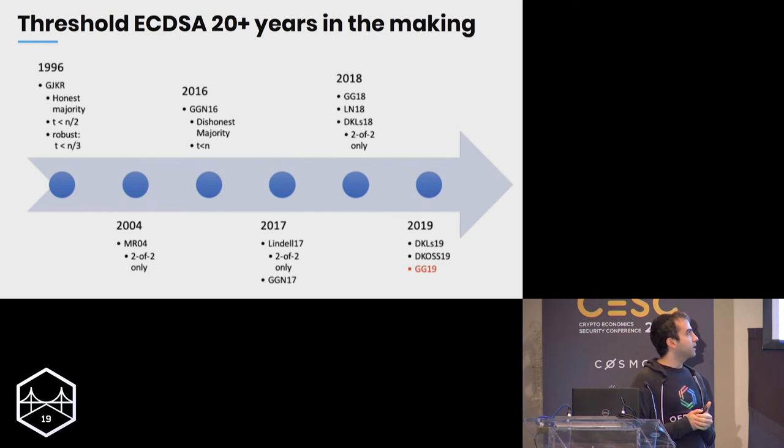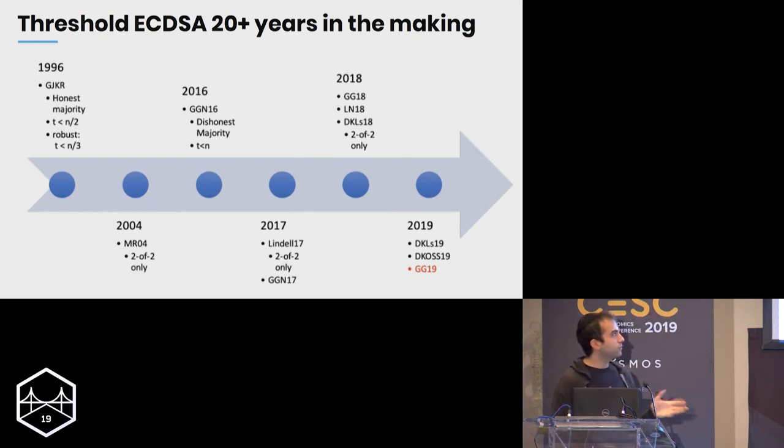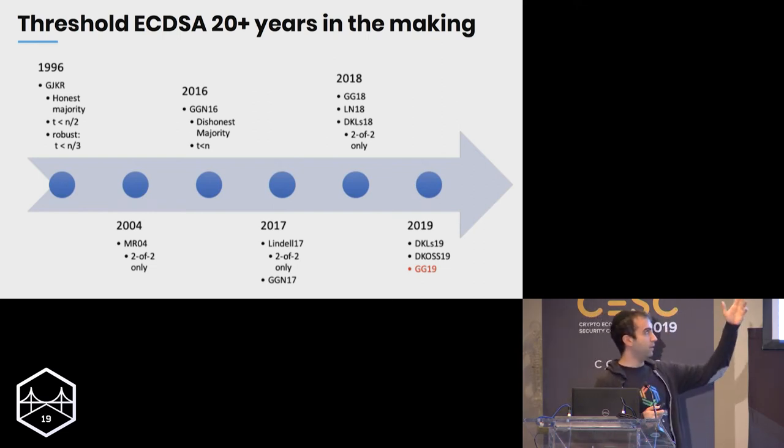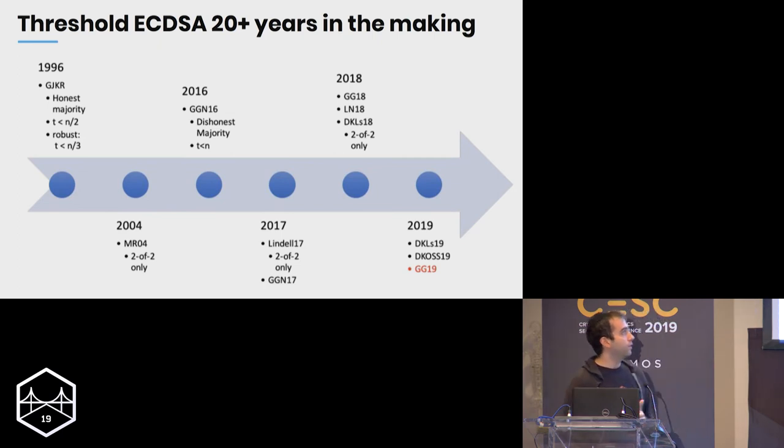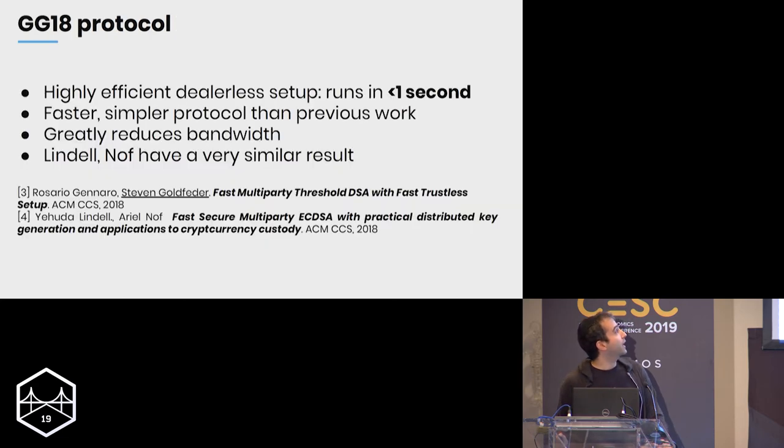In 2018, there was a resurgence of research here. I had a paper with Rosario, a very similar paper by Lindell and Oaf, and another paper out of Abhi Shalat's group, which were much more efficient schemes for the general multi-party case where T is less than or equal to N, with very efficient distributed key generation as well. And that's the talk that I gave last year here.